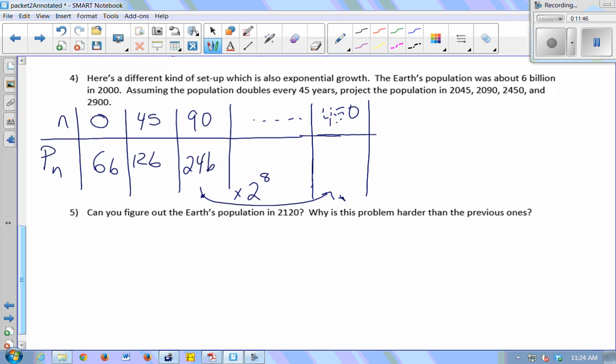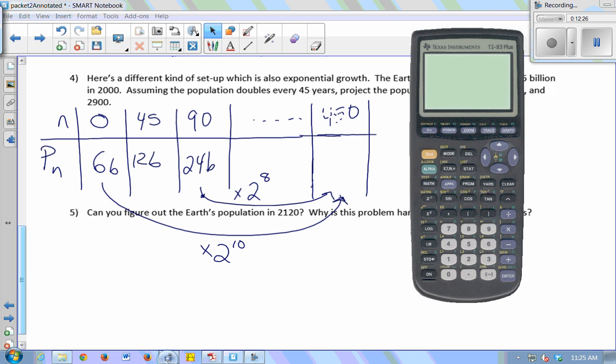Okay, so another popular approach was to start in year 0 and say from year 0, or the year 2000, to the year 2450, how many years have passed? 450. How many sets of 45 are there in 450? 10. So from here to here, there's 10 sets of 45. Okay, so if I start with my 6 billion, then I would double 10 times to get to 2450. So either approach is going to give you the same answer. Let's just type it in here.